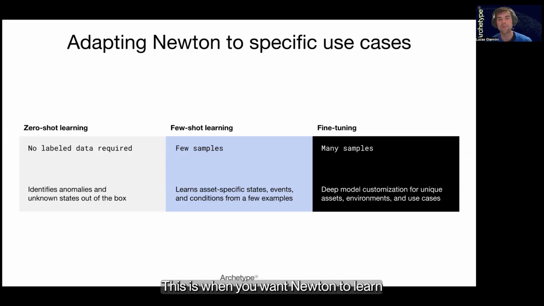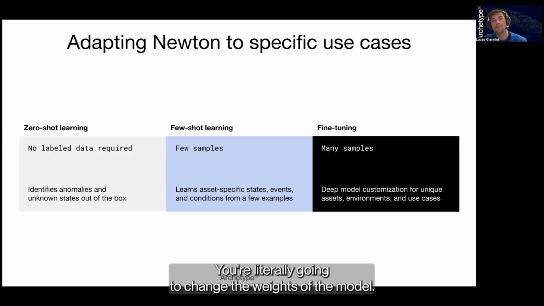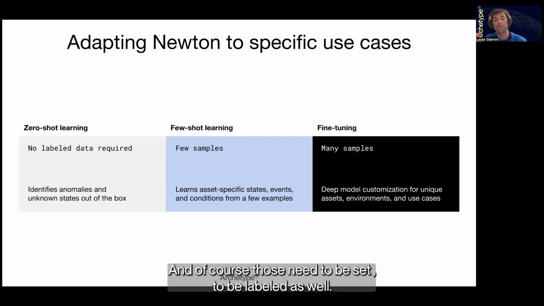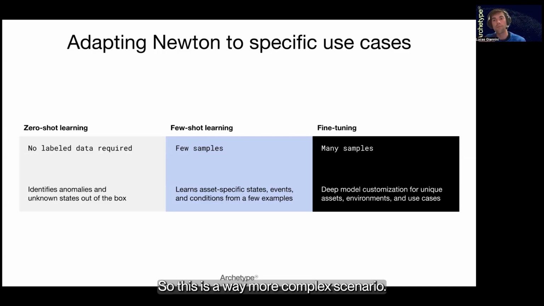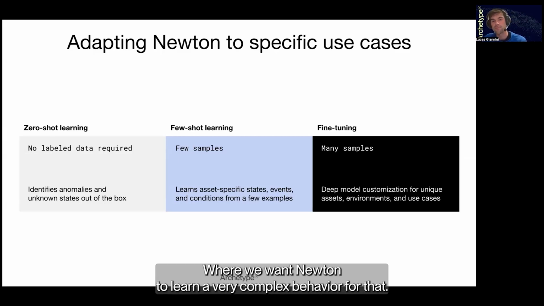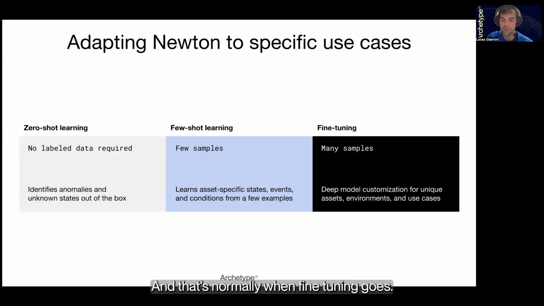This is when you want Newton to learn a new and extremely complex behavior, right? You're literally going to change the weights of the model, so it requires a lot of samples, and of course, those need to be labeled as well. So this is a way more complex scenario, and the reason for that is because it's a way more complex use case, right? We want Newton to learn a very complex behavior, and that's normally when fine-tuning goes.